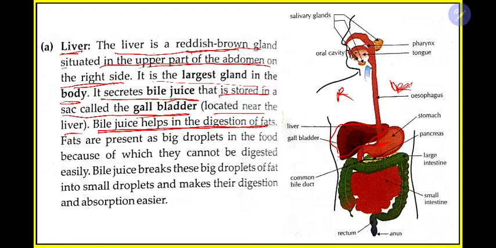Earlier we learned that in the mouth the amylase enzyme helps in the digestion of carbohydrate starch. Starch is done, then protein, with pepsin in the stomach, is done. Now in the small intestine what happens? Your bile juice digests the fat, so fat is also done. Fats are present in big droplets in the food, because of which they cannot be digested easily. Bile juice breaks these droplets of fat into small droplets and makes their digestion and absorption easier. So we need to break this into small droplets. Who will help in this process? The bile juice will help in breaking the fats into smaller components.